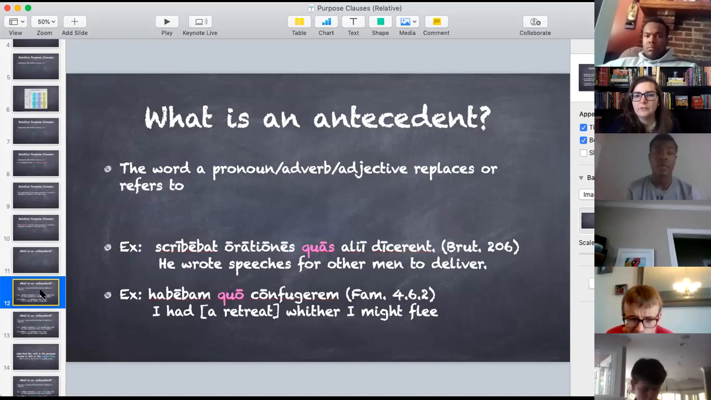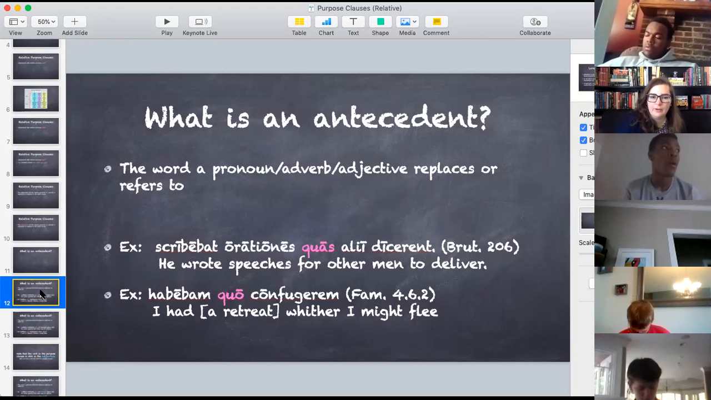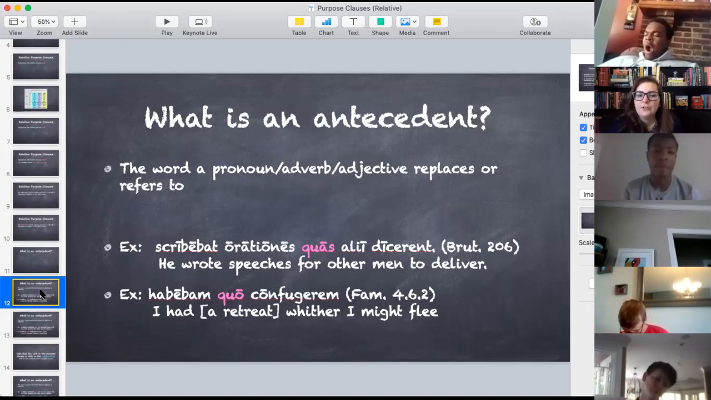That is quite right, Art. A living genius among us. So quas, because the most literal translation of the sentence would be he wrote speeches which other men might deliver, right? So which is talking about speeches. Very good. All right, our next example is habebam quo fugarem. So I had which I might flee is the most perfect translation. And then the nice translation is, I had a retreat, understood, whither I might flee. So quo is our relative adverb, meaning to which.